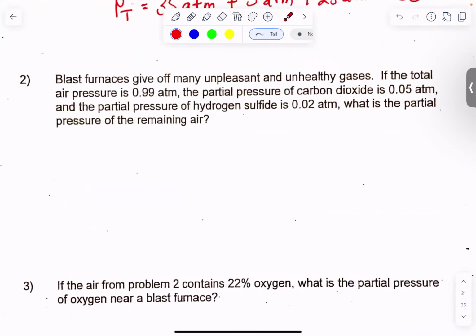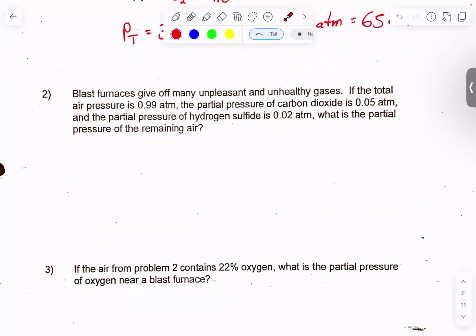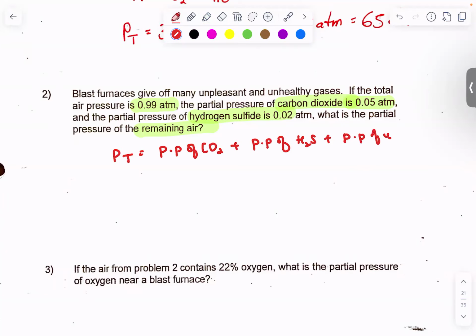Blast furnaces give off many unpleasant and unhealthy gases. If the total air pressure is 0.99 atm, the partial pressure of carbon dioxide is 0.05 atm, and the partial pressure of hydrogen sulfide is 0.02 atm, what is the partial pressure of the remaining air? Okay, so that means the total pressure is equal to the partial pressure of carbon dioxide plus the partial pressure of hydrogen sulfide plus the partial pressure of the unknown.